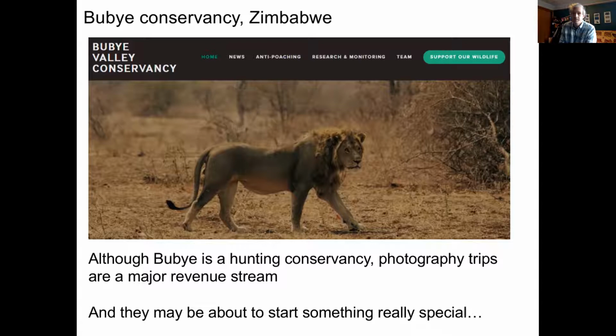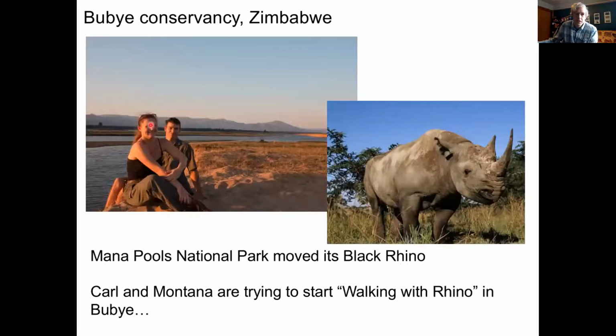And Bubye, because of its high density of wildlife, there's talk of trying to start something really special. These are two friends of ours, Carl and Montana, who work out in Zimbabwe. Mana Pools National Park has moved its black rhino out. It did that a long time ago. But Carl and Montana are talking about trying to start walking with rhino in Bubye, because Bubye is one of the few places that has black and white rhino. These guys do walking with lion in Mana Pools, so they're talking about, well, why can't we do walking with rhino, which would be an amazing experience.